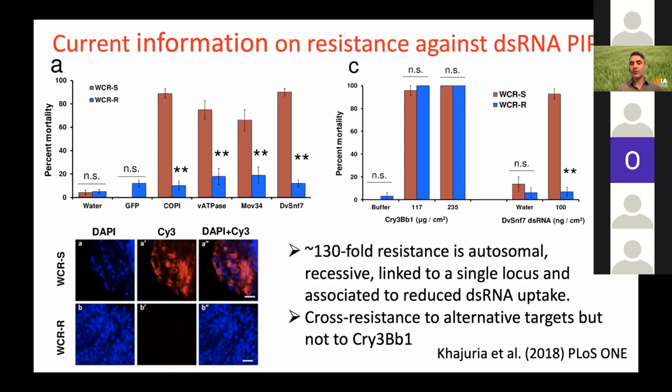These resistant insects were also cross-resistant to alternative dsRNA targets, as shown in this graph, all these different gene targets, but they were not cross-resistant to the Cry3Bb1 protein from Bacillus thuringiensis, which is expressed in transgenic corn to control these rootworm larvae. This was selection for resistance to a double-stranded RNA that was delivered by a transgenic plant. In contrast, there is no information on what resistance would look like when the double-stranded RNA is delivered using a non-transgenic approach.